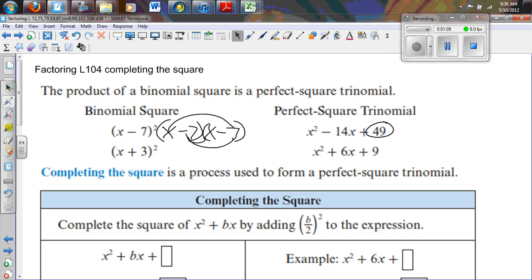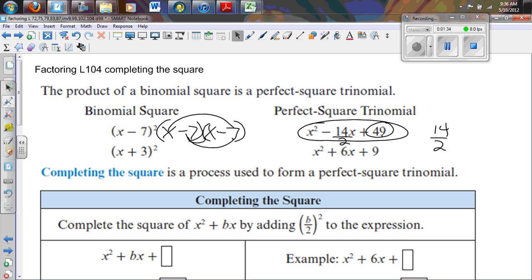What we need here is, if we're given this part, we need to be able to figure out the 7 from the square part of this. So how do we do that? Well, if we have the last term, we just take the square root of it, and that's the 7. But if we have the middle term, then we have to divide it by 2, because we multiplied it by 2 to get that. So 14 divided by 2.